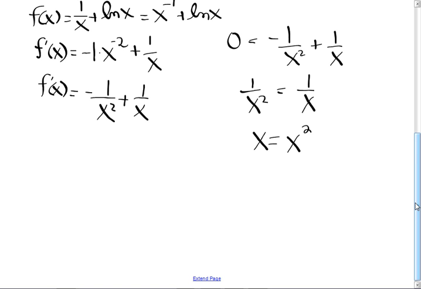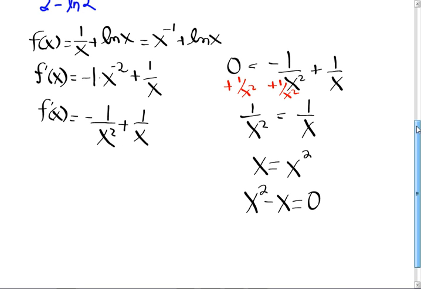When I added it to both sides, it becomes positive: plus 1 over x squared plus 1 over x squared. And you know what I'm going to do? I'm going to get this: x squared minus x equals 0. Now, you guys, something that you may not realize is this is not the same equation as the original equation.